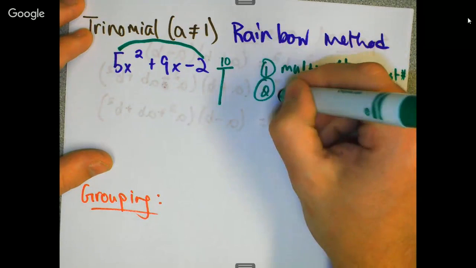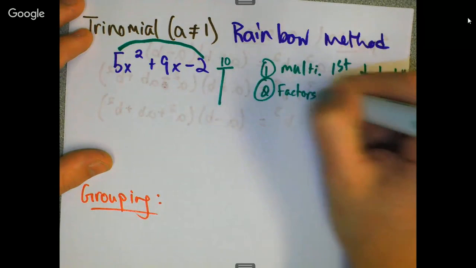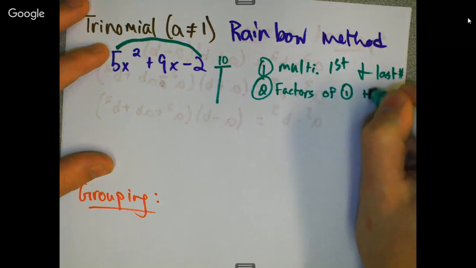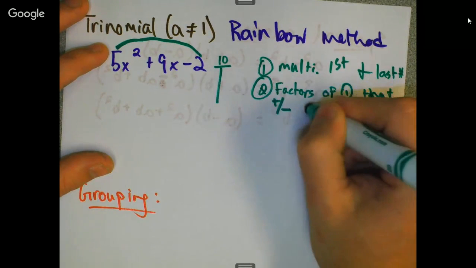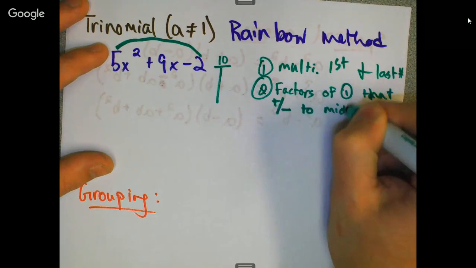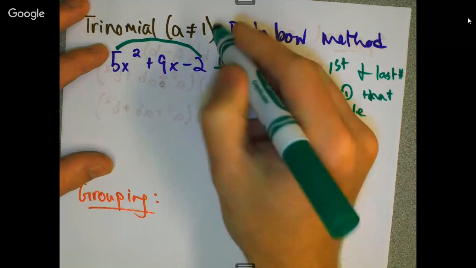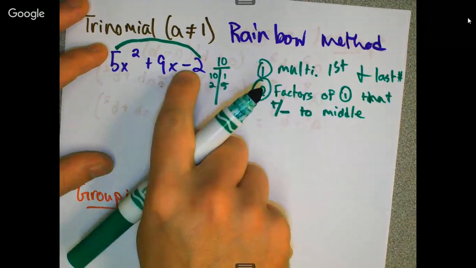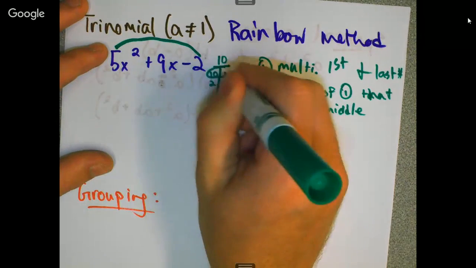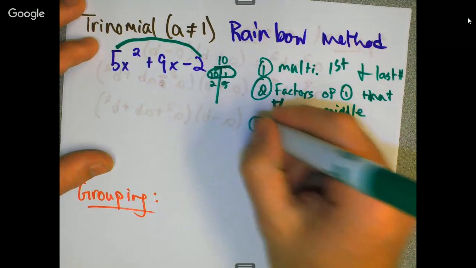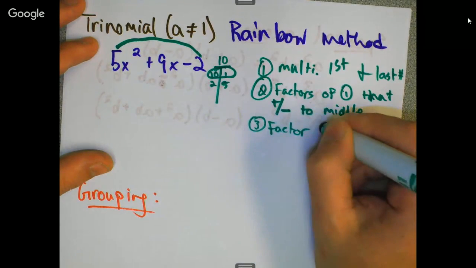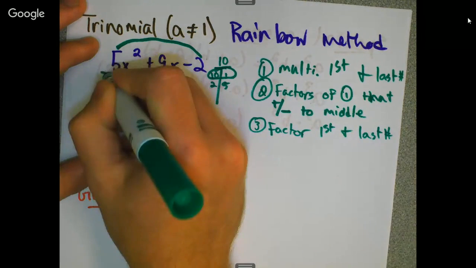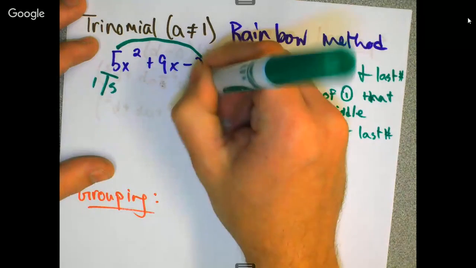So you need factors of the first number that add or subtract to middle. Okay, so I need factors of 10, so it's 10, 1, 2, 5, and I need factors of 10 that subtract to 9. So that's 10 and 1. Okay, step 3, we will factor first and last numbers. So in this case, they're prime numbers, so it doesn't really matter.